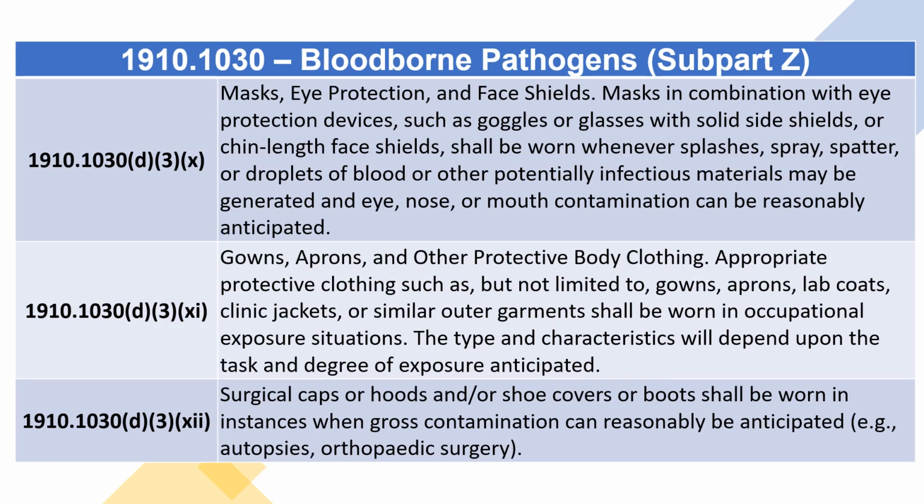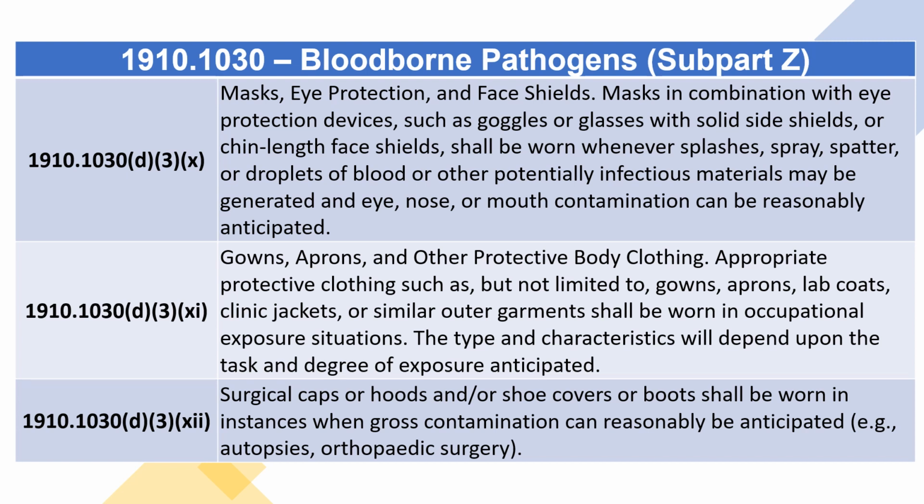1910.1030 D.10 through D.12: Masks, eye protection, and face shields. Masks in combination with eye protection devices, such as goggles or glasses with solid side shields, or chin-length face shields, shall be worn whenever splashes, spray, spatter, or droplets of blood or other potentially infectious materials may be generated and eye, nose, or mouth contamination can be reasonably anticipated.